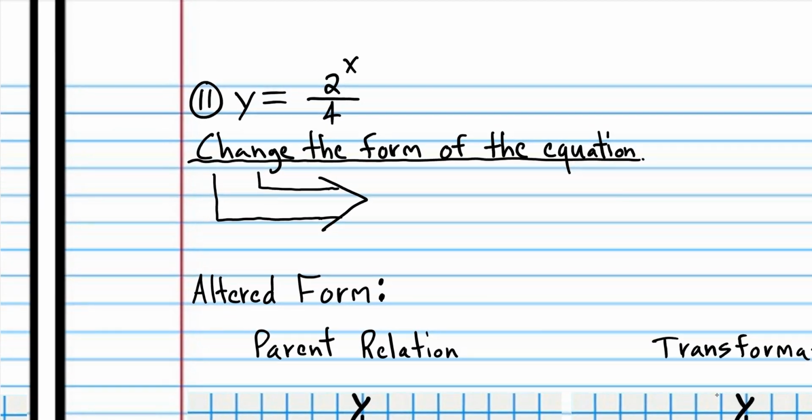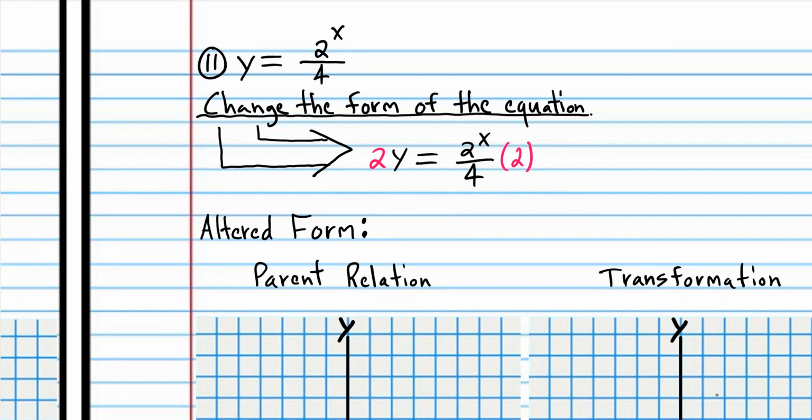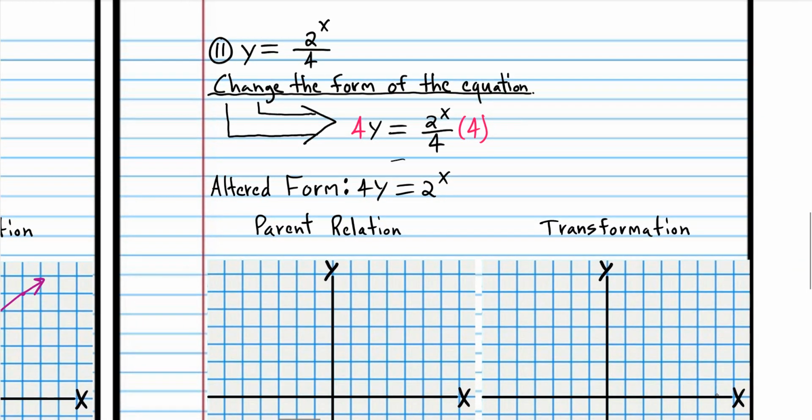So we're going to have to rewrite the equation, and we're going to multiply both sides of the equation by 2. Actually, multiply by 4, sorry. Multiply both sides of the equation by 4, and that's going to cancel out these 4's here. So we get 4y is equal to 2 to the x. Now we can see that what we're doing in this equation up here is we're actually just multiplying y by 4.